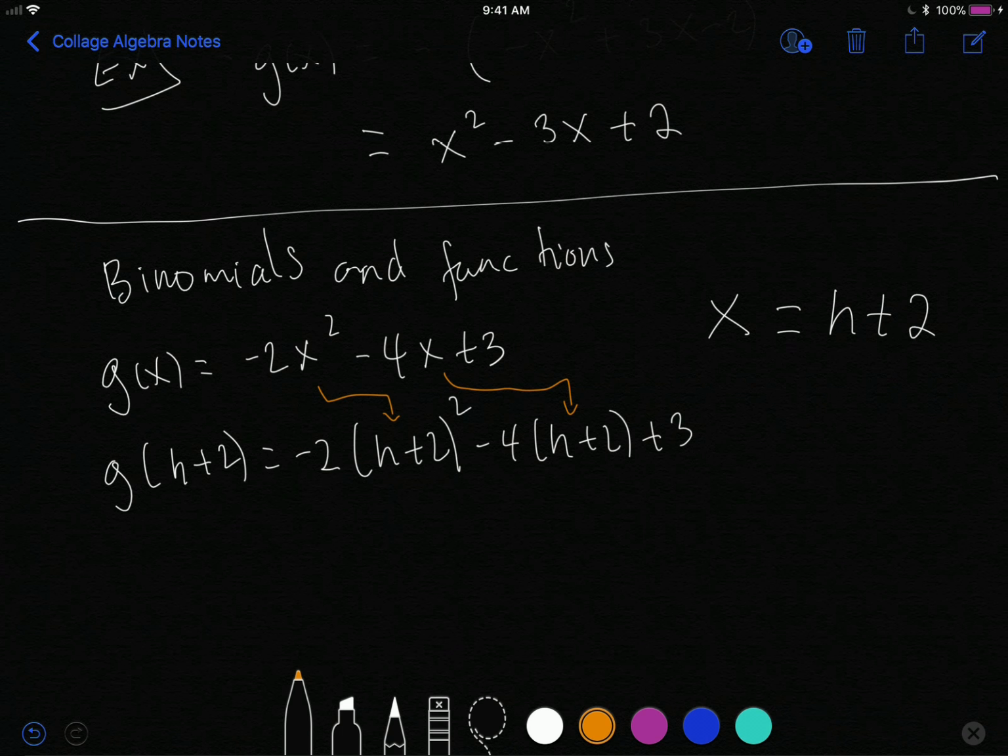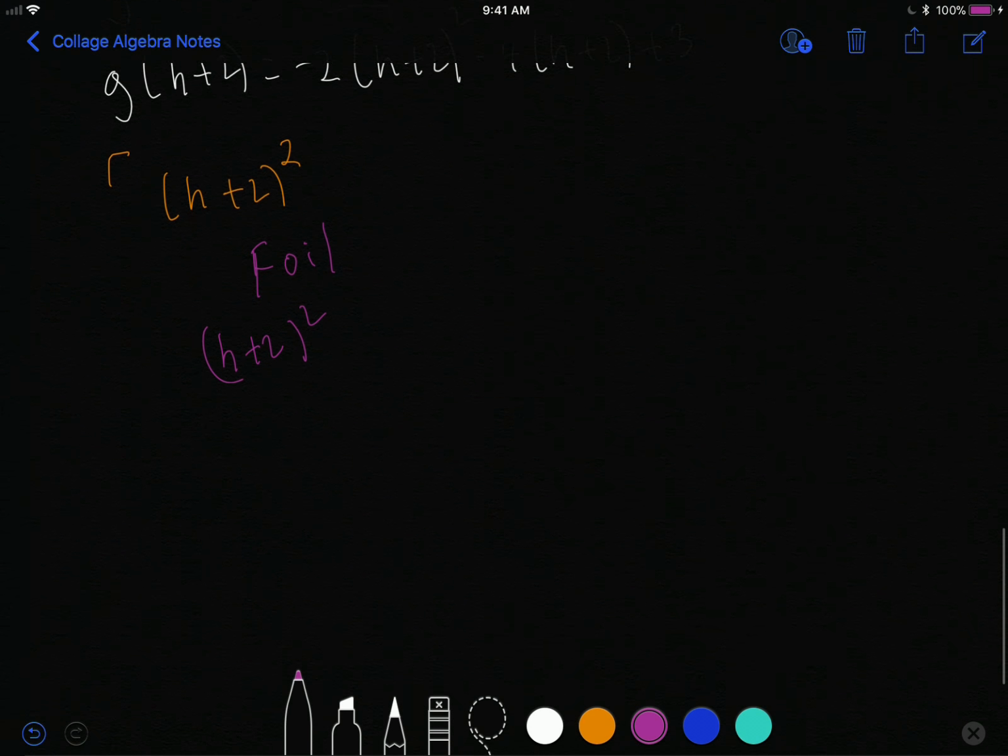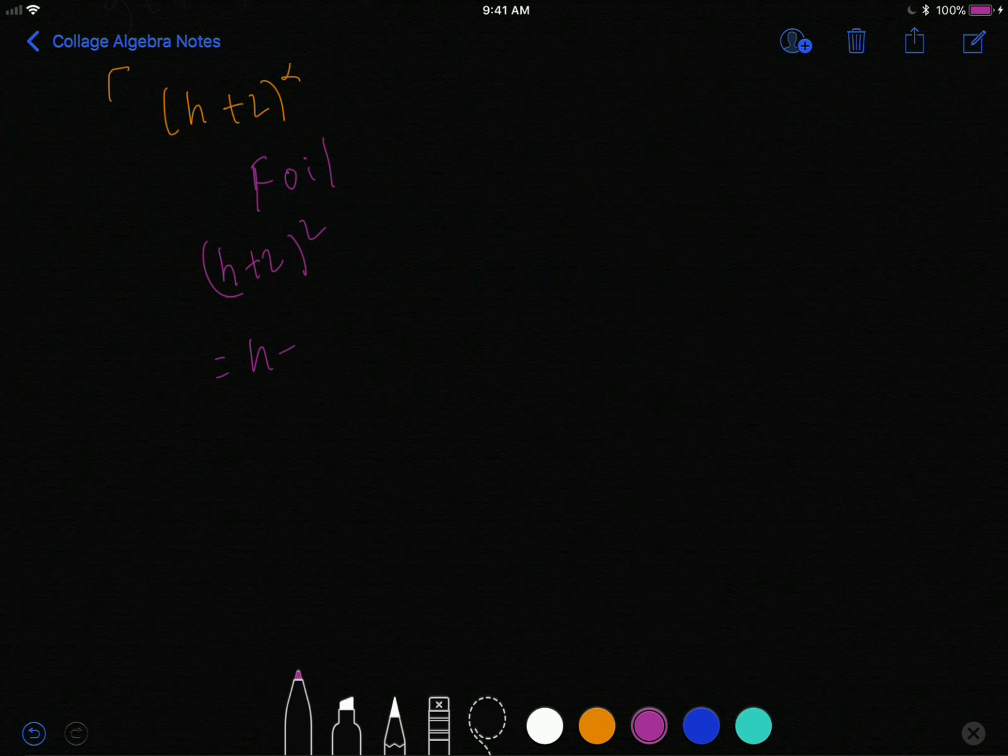Now, PEMDAS, my order of operations, says I must do my exponents before I multiply. And so the key question, as a side note, is what is the answer to h plus 2 squared? Well, there are several ways of working this out. The most common way that this is taught is by using what's called the FOIL method. In the FOIL method, you take your h plus 2 squared and you write it as h plus 2 multiplied by h plus 2.